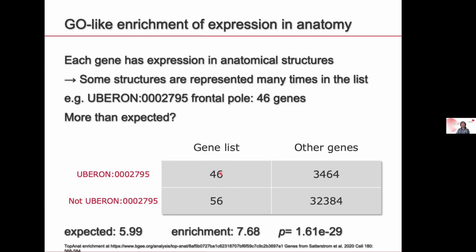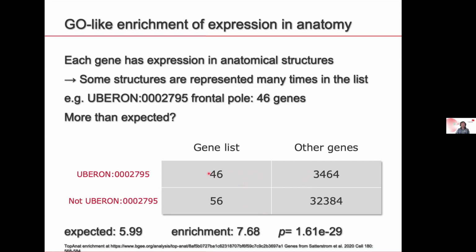Is this more than I expect or less than I expect or what I expect? Would by chance 112 genes have 46 genes expressed in frontal pole? Well, I look at all the other genes in the genome and I see that out of 36,000, I have only 3,464 which are expressed in the frontal pole. And on this, you can do a test like a chi-square, a Fisher exact test. Here it's a Fisher exact test to look whether this is the random distribution you expect, and it is not.